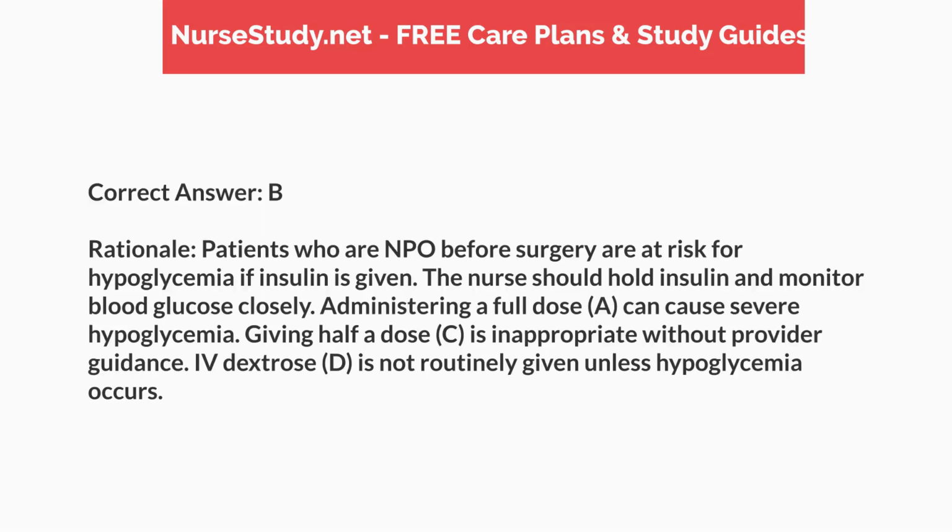Correct answer, B. Rationale: patients who are NPO before surgery are at risk for hypoglycemia if insulin is given. The nurse should hold insulin and monitor blood glucose closely. Administering a full dose, A, can cause severe hypoglycemia. Giving half a dose, C, is inappropriate without provider guidance. IV dextrose, D, is not routinely given unless hypoglycemia occurs.